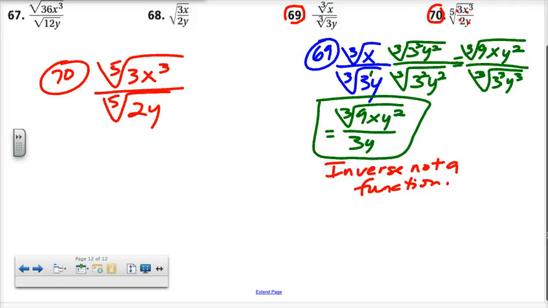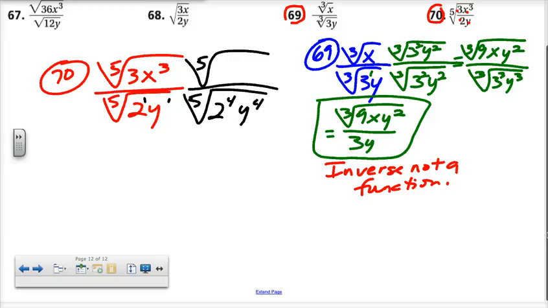So I cannot put anything together. I can't combine anything that will make this simpler than it already is. And again, just like the other problem, our issue here is getting rid of that radical in the denominator. And I need the power to match the index. This is 2 to the first and y to the first. I'm going to need 4 more of both of those.